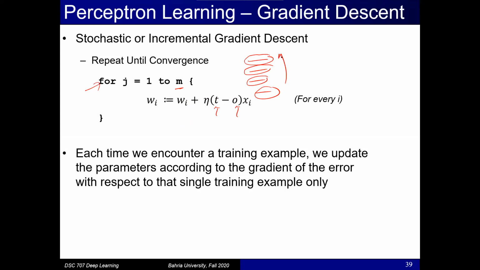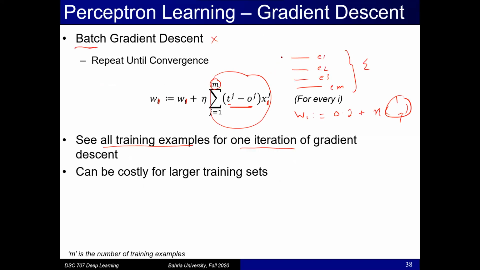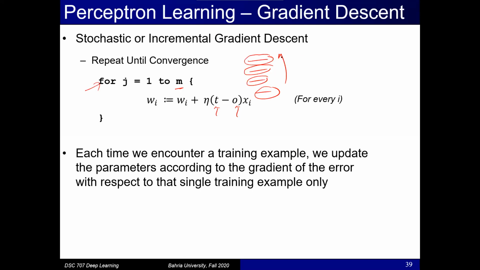So this is now another extreme. Previously we were looking at the whole data set just for one iteration of gradient descent, and now we are updating weights just by looking at one single training example. So you can guess already that maybe it will be very noisy, right? Because one single training example cannot be very reliable to update the weights.